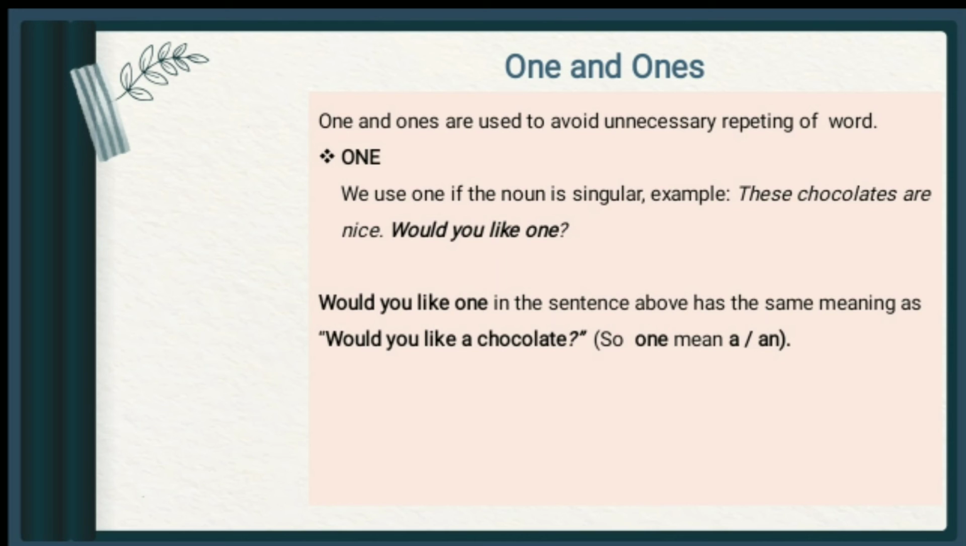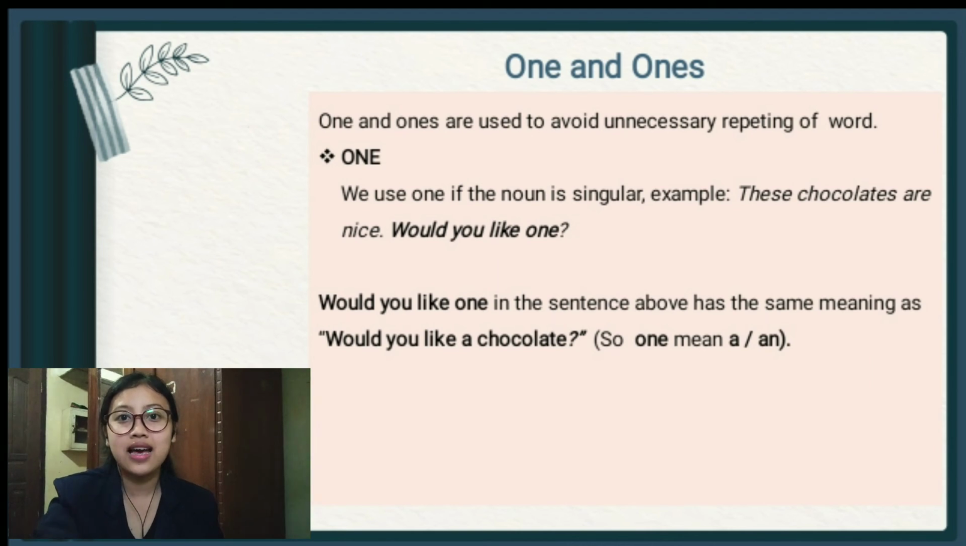For example, these chocolates are nice. Would you like one? Would you like one in the sentence has the same meaning as would you like a chocolate? So, one in the sentence means a or an.